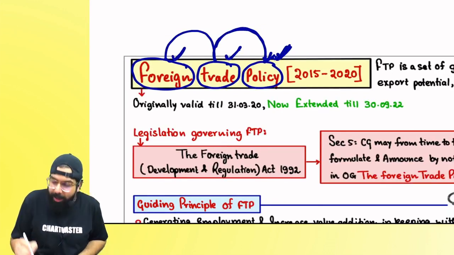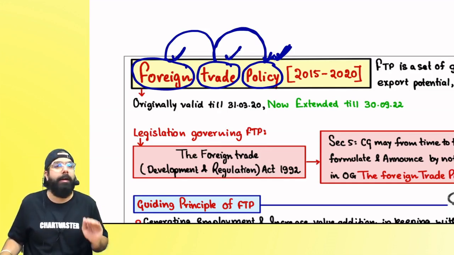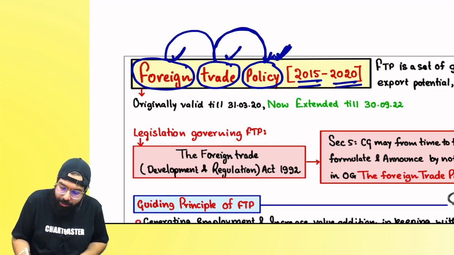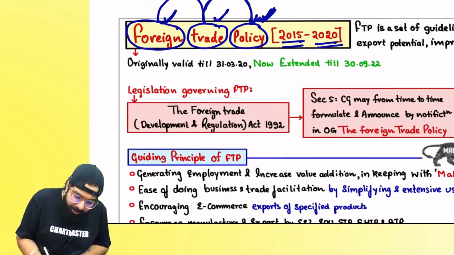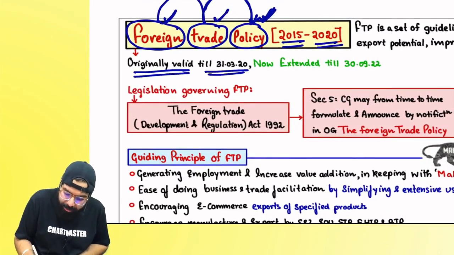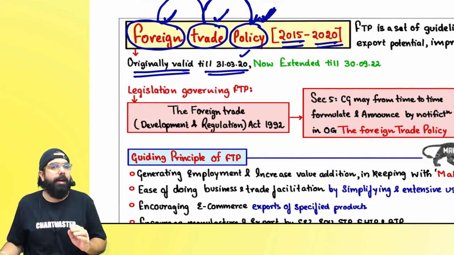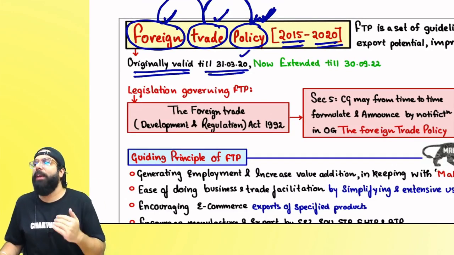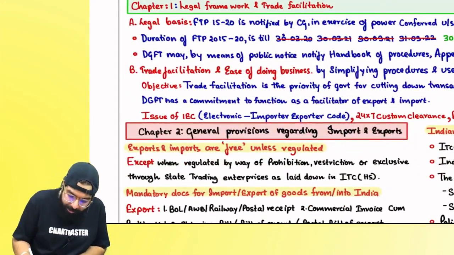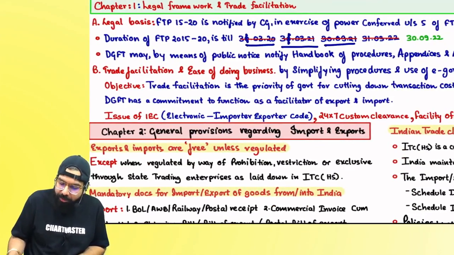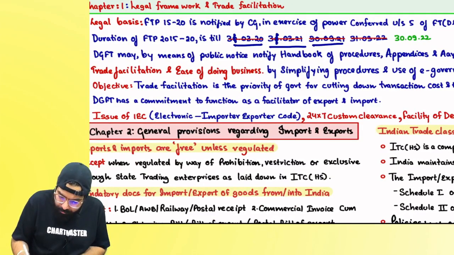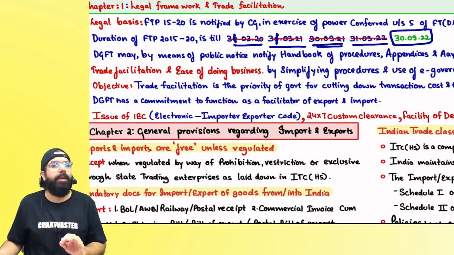Foreign trade policy, every 5 years a foreign trade policy is prepared. Now, foreign trade policy 2015 to 20 is existing as of now. The original foreign trade policy was valid only till 31st March 2020, but in 2020 COVID came and hence this was extended. First it was extended from 31st March 2020 to 31st March 2021, then till 30th September 2021, then again 31st March 2022, and now it is extended till 30th of September 2022.